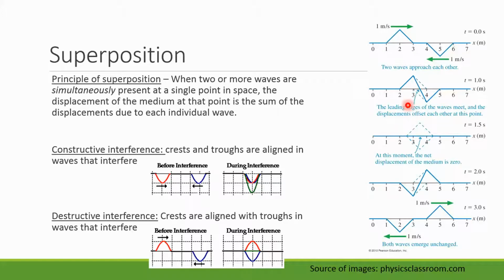So here's another example of destructive interference. We have one wave coming at 1 meter a second, another wave coming. They get near each other, they meet, and then they combine. And for that time, we have no waves present. Then they continue moving in opposite directions, and both waves emerge unchanged.